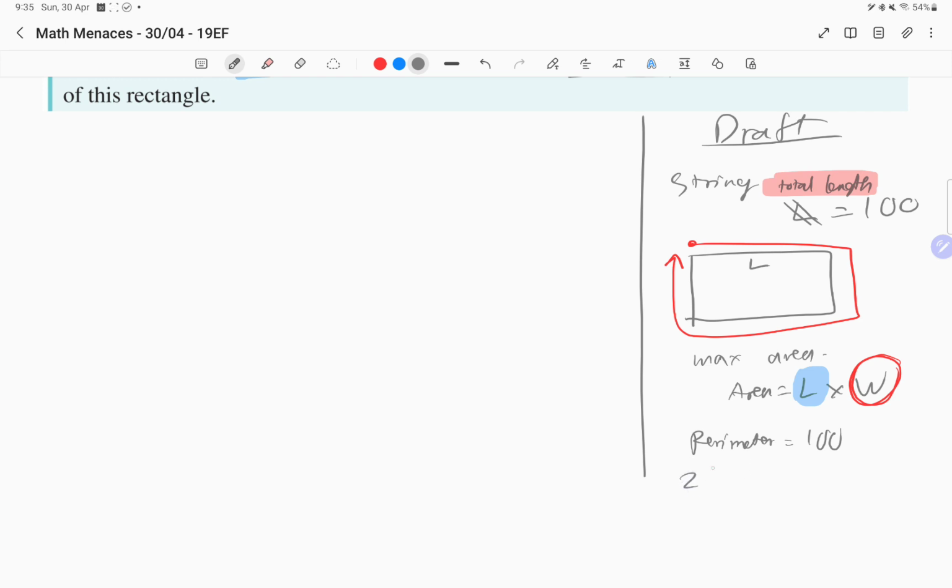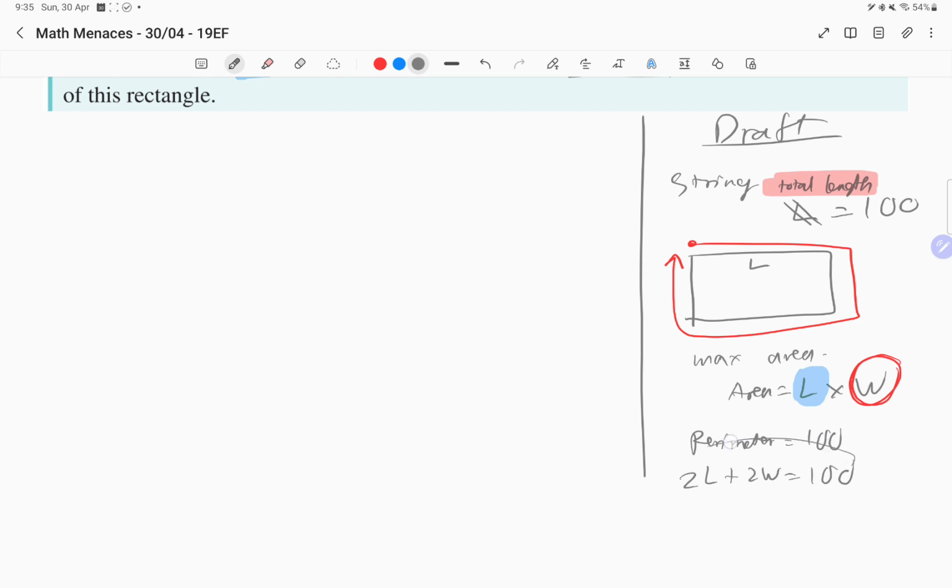2 times length plus 2 times width. Yeah, 2 times length plus 2 times width equals 100. So right now I'm still on my draft paper. I'm not actually writing on the exam paper yet, because I want the exam paper to be as neat and tidy as possible.